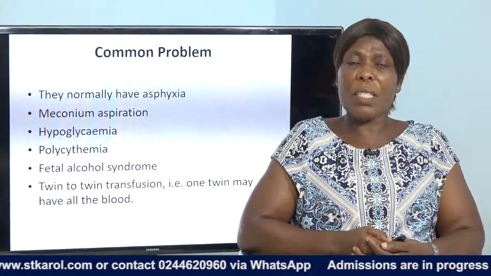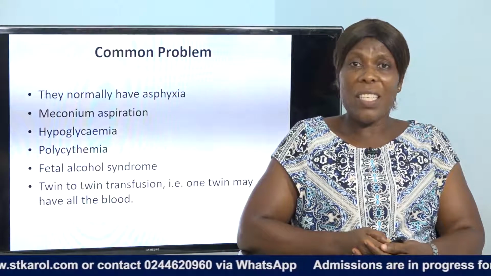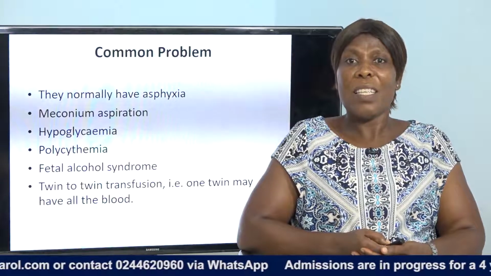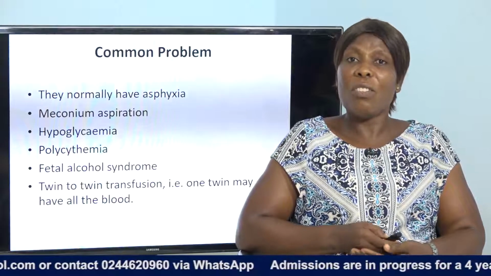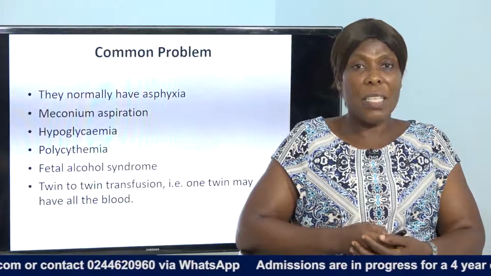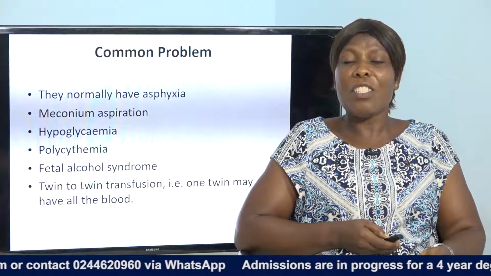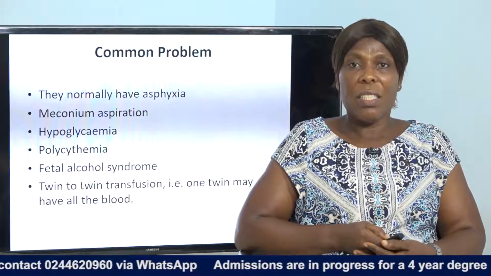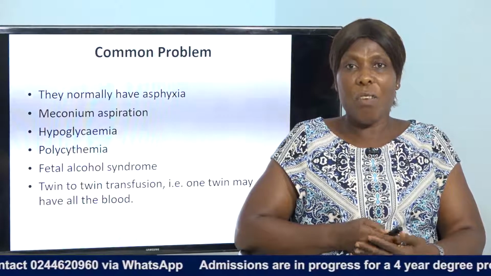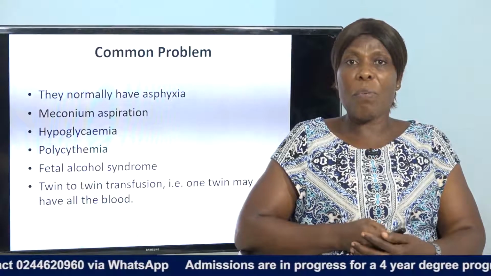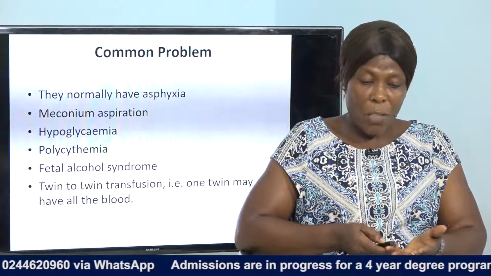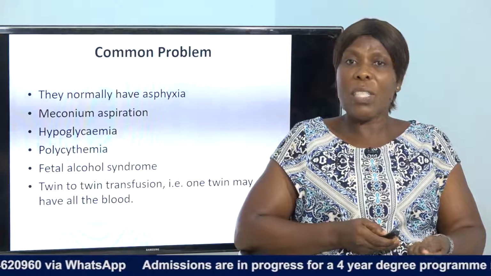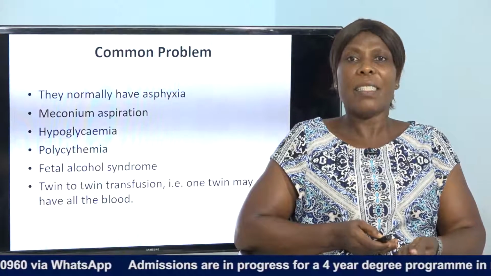What are the common problems associated with these light for date babies? The number 1 is asphyxia. 2, meconium aspiration. The third one is hypoglycemia, polycythemia, and then fetal alcohol syndrome. Fetal alcohol syndrome comes about when the mother is alcoholic. And that is where the child, after birth, is showing signs and symptoms of what? Alcohol withdrawal. There is also twin-to-twin transfusion, especially when we have multiple pregnancy or when the light for dates is due to multiple pregnancy. Here you see, most of the time, one twin bigger than the other. It means one twin is taking all the nutrients from the mother.